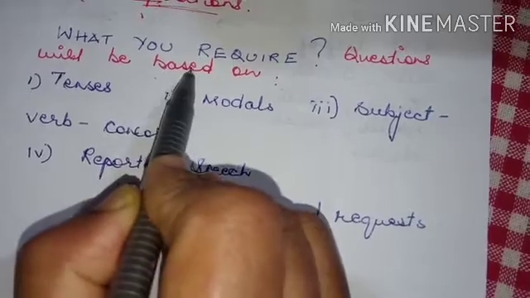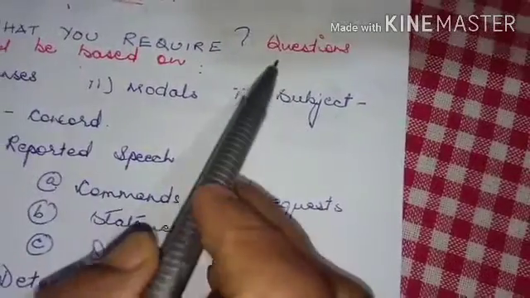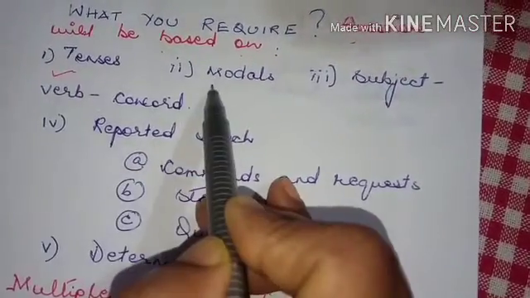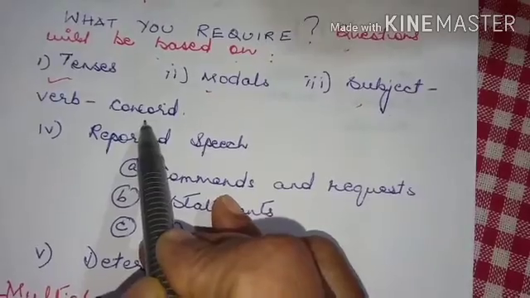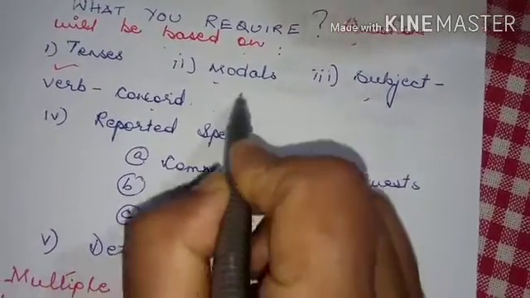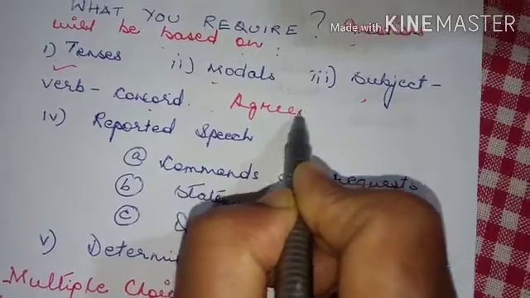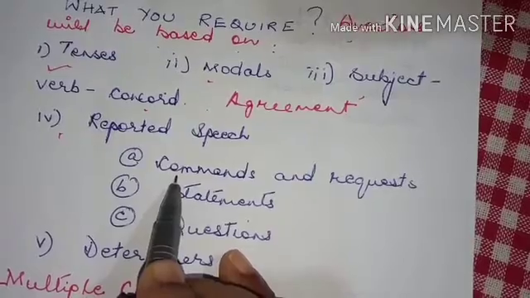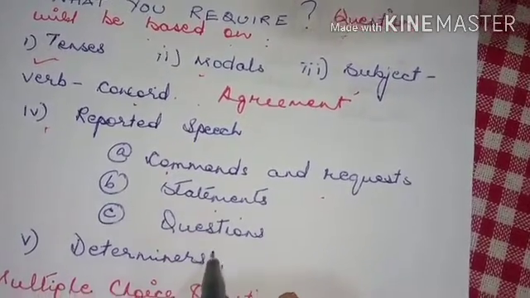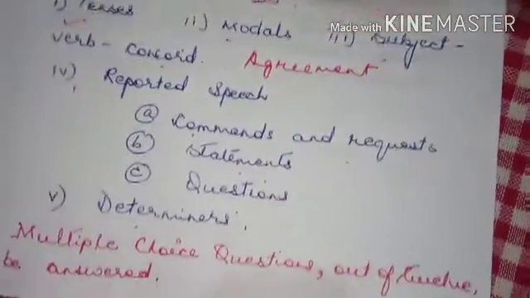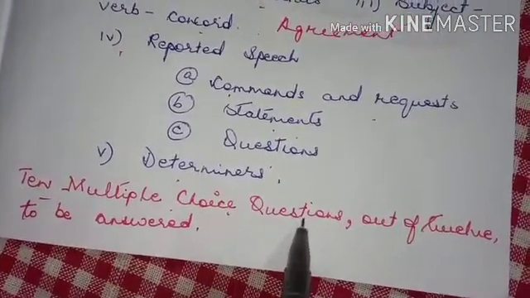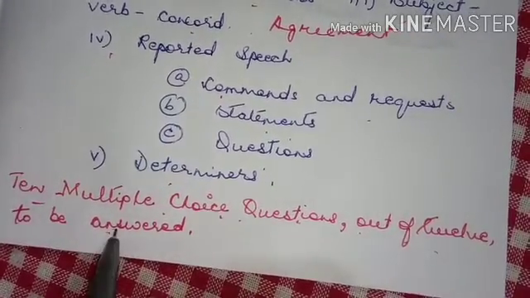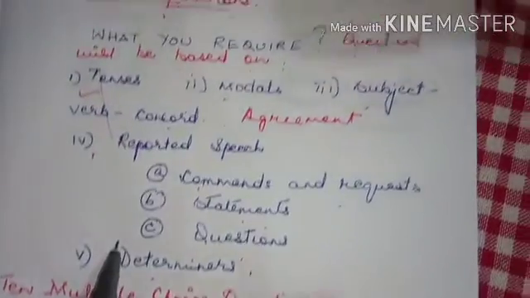So, what do you require in grammar now? Your grammar questions will be based on the following topics: tenses, modals, subject-verb concord, meaning subject and verb agreement. Then reported speech, and here you will require commands and requests, statements, questions, and determiners. You will get 10 multiple choice questions out of 12. You need to answer 10 out of 12 questions from the above topics that I have mentioned here.